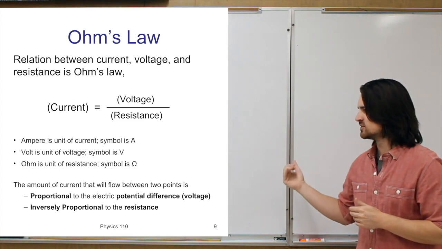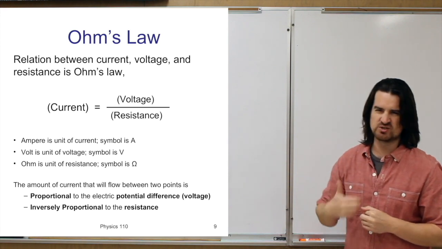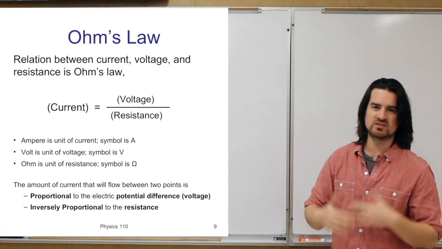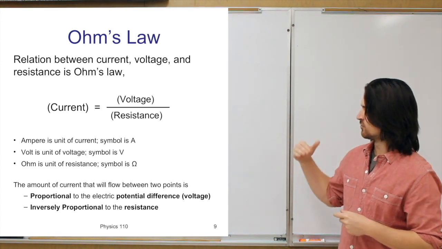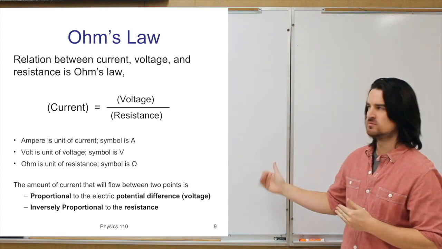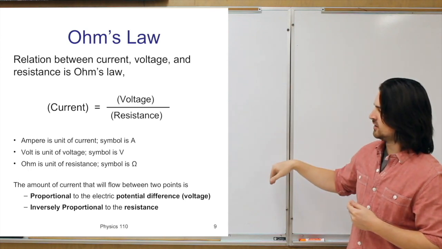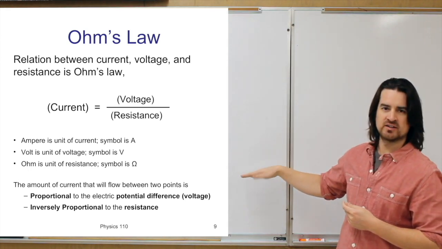The symbol for voltage, or the unit for voltage, is kind of a confusing one. The unit is called a volt, and we use the symbol V. And finally, for resistance, the unit is called an ohm, same guy, Ohm's law. And we use the symbol that's a capital omega, it's a Greek letter.